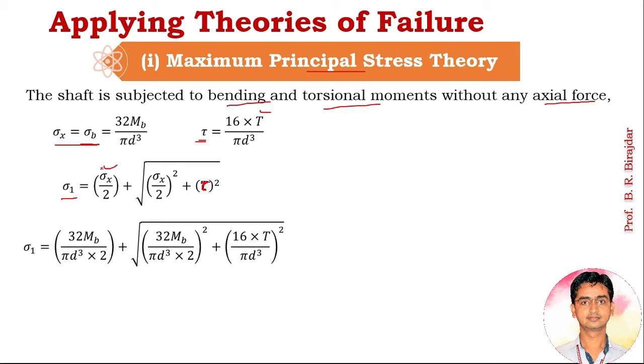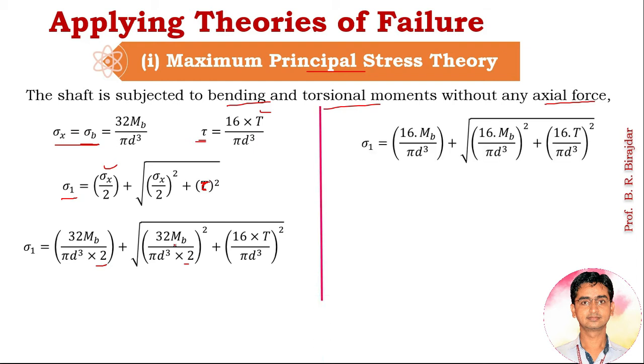So after putting the value of sigma x here, 32 Mb by pi d cube, that we kept here and denominator 2 as it is. Similarly again here, sigma x value 32 Mb by pi d cube divided by 2, this 2 value, and this the tau, that is 16T by pi d cube, that we kept here, 16T by pi d cube, its bracket square. Now next, so this 2 and here we will get the 16, then similarly again here 2 and here we will get it is 16, right.